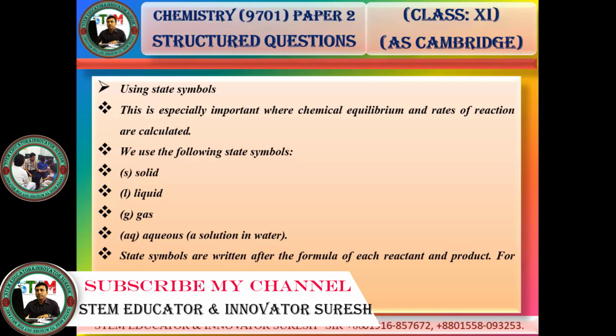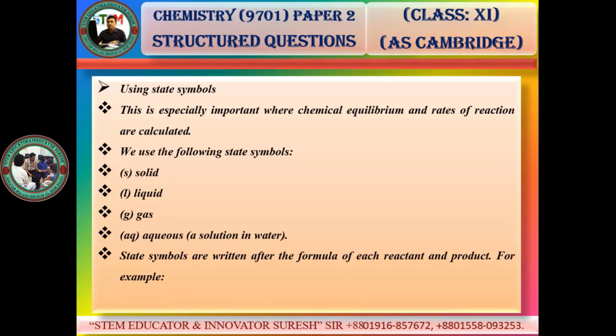State symbols are written after the formula, not before, after the formula of each reactant and product. For example, if we want to see zinc carbonate, look at this: ZnCO3 in brackets. After the formula there is S, indicating the state symbol. Sulfuric acid aqueous is forming zinc sulfate aqueous, water as liquid plus carbon dioxide as gas.